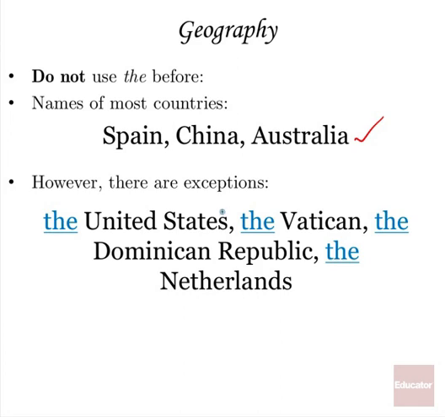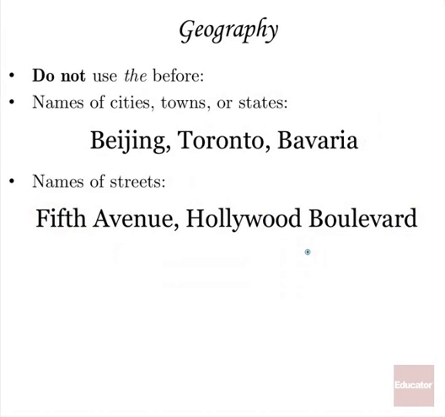However, there are exceptions. The United States, the Vatican, the Dominican Republic, the Netherlands. And this is one of those that you're just going to have to memorize. The name of this country is the Netherlands. Okay. Do not use the before the names of cities, towns, or states. Beijing, Toronto, Bavaria. You don't say the Beijing.